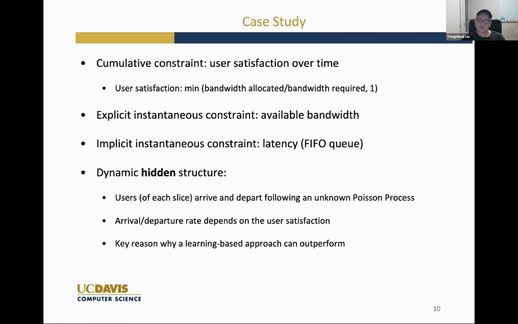We may obtain the latency from the buffer queue. It's worth mentioning that in our work, we consider a dynamic hidden structure. Users of each network slice may arrive and depart following a Poisson process, but furthermore, the arrival and departure rates depend on the user satisfaction. This part is probably the key reason why a learning-based approach can potentially outperform the traditional optimization-based approach, because this structure is hidden and traditional methods cannot learn it, but reinforcement learning methods can learn the hidden structure.